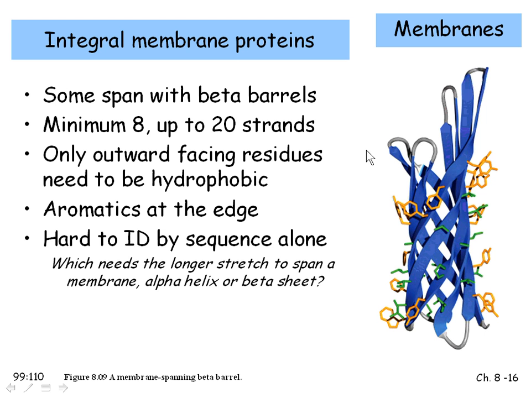A common feature that you see here, if you sort of look at the decoration here, is seeing aromatic side chains near the edges of the barrel. Not a perfect thing, but they tend to be there.